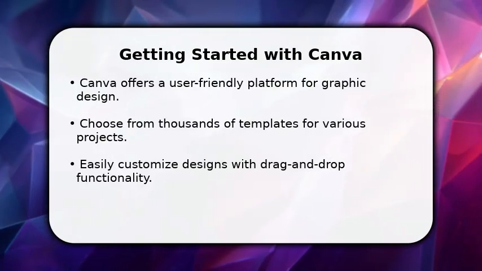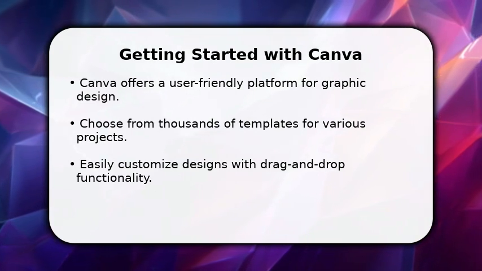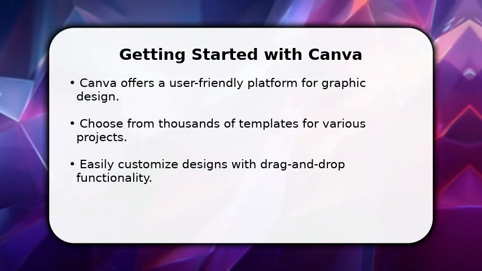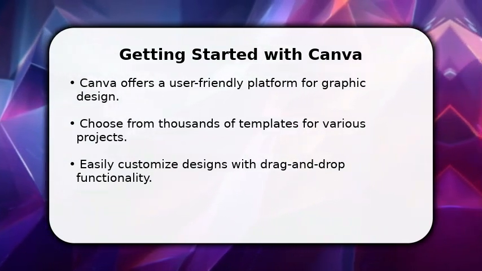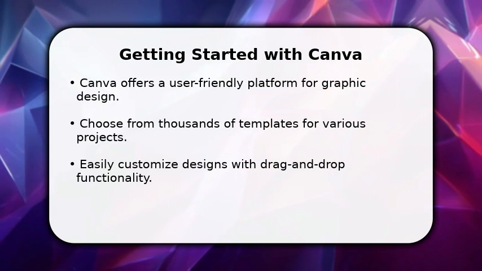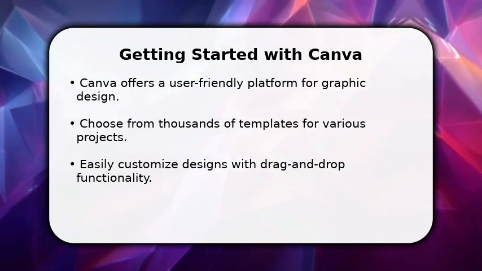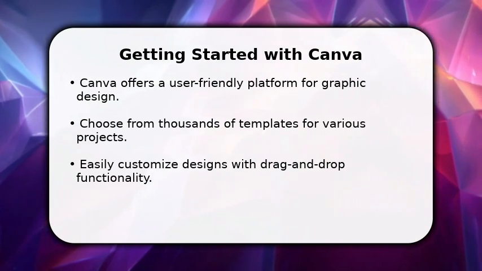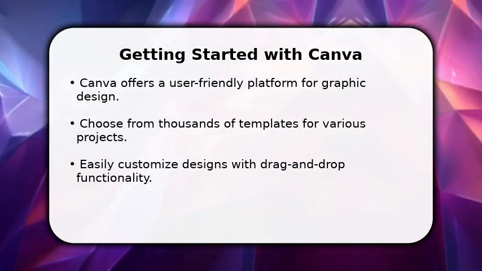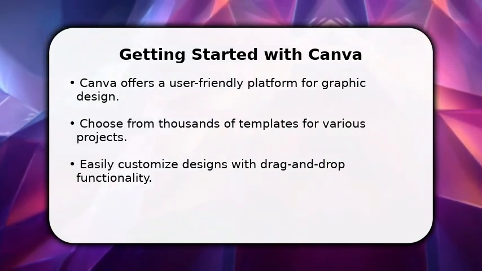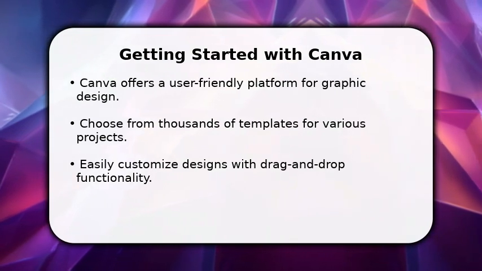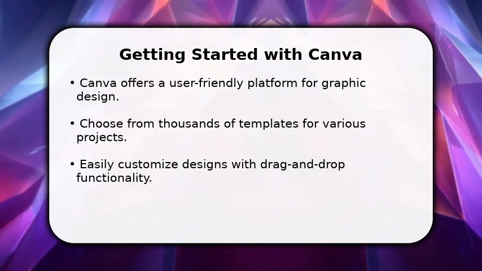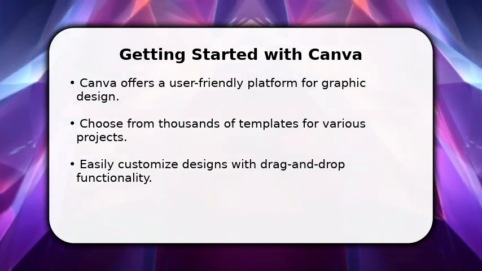In this video, I will explain how to use Canva for graphic design. First, navigate to the Canva website or open the app on your device. You'll be greeted by a clean interface where you can immediately start a new design or explore existing templates. Canva provides a wide array of design types, from social media posts to presentations, making it incredibly versatile for all your creative needs. It's designed to be intuitive, so even beginners can achieve professional-looking results in just a few minutes.